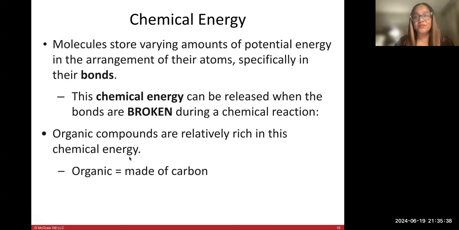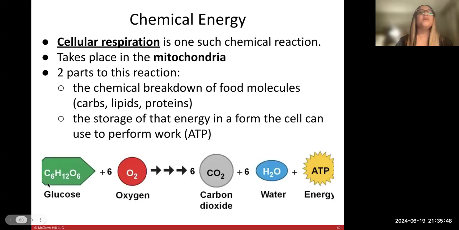All of our food is made of these long carbon chains. We eat it, those bonds get broken, we get energy. It's actually a very simple process. Cellular respiration is one such chemical reaction. It takes place in the mitochondria.